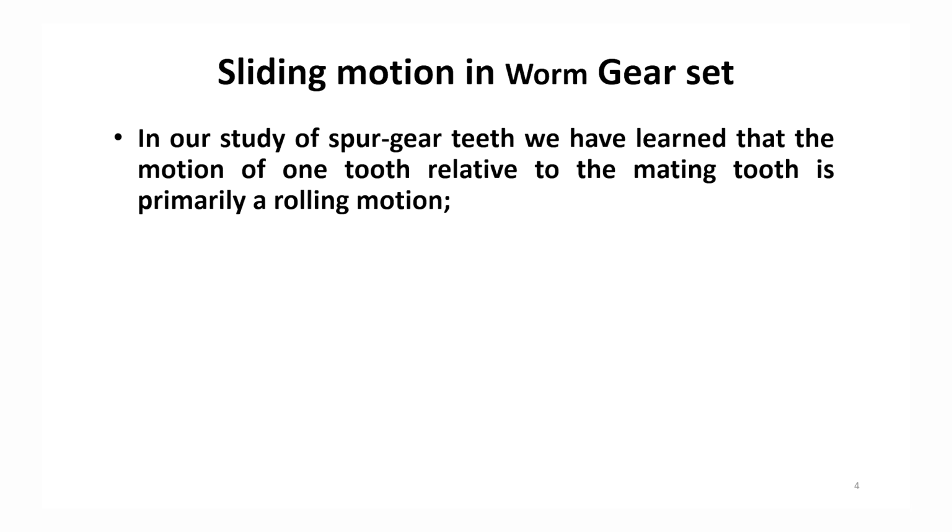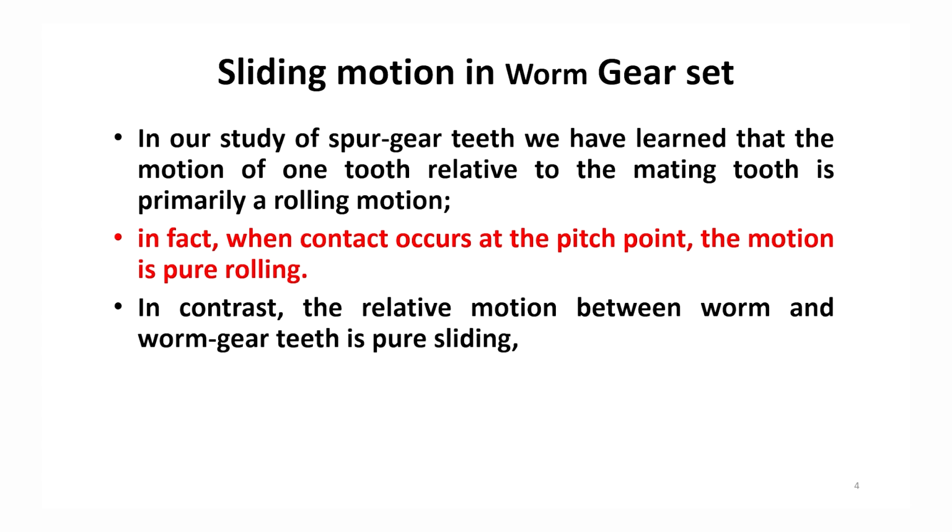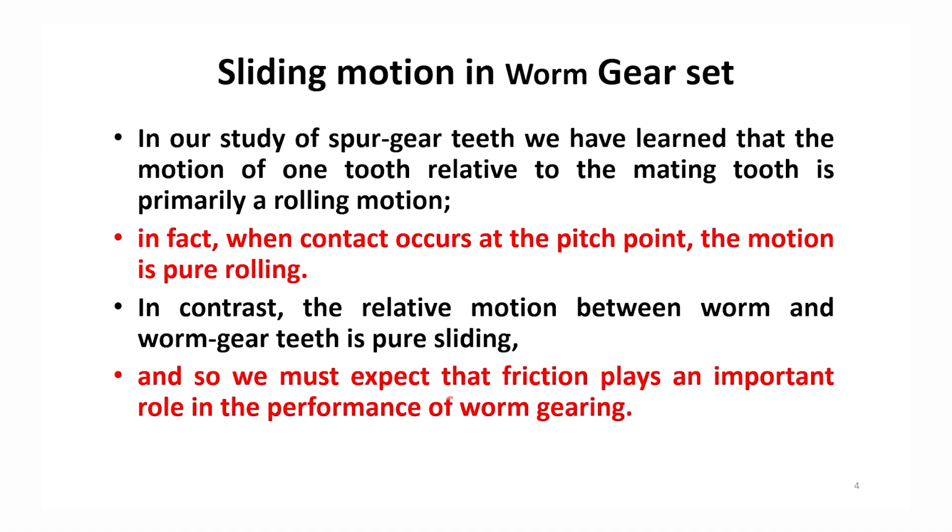Now, in our study of spur gear teeth or helical gear teeth, we have learned that the motion of one tooth relative to the mating tooth is primarily a rolling motion. In fact, when contact occurs at the pitch point, the motion is pure rolling. In contrast, the relative motion between the worm and worm gear teeth is pure sliding, and so we must expect that friction plays an important role in the performance of worm gearing.